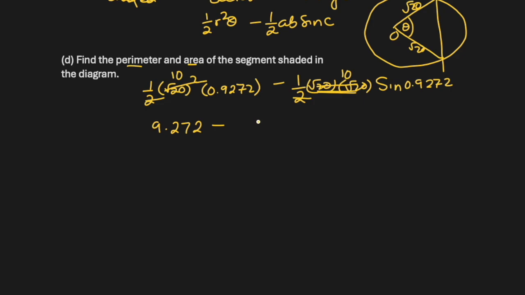Is equal to 8, complete 8, and that comes out to be 1.272 units square is the area of the shaded region.